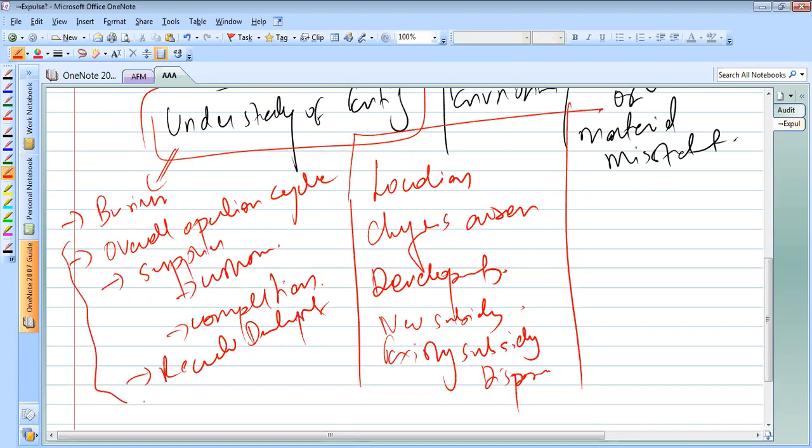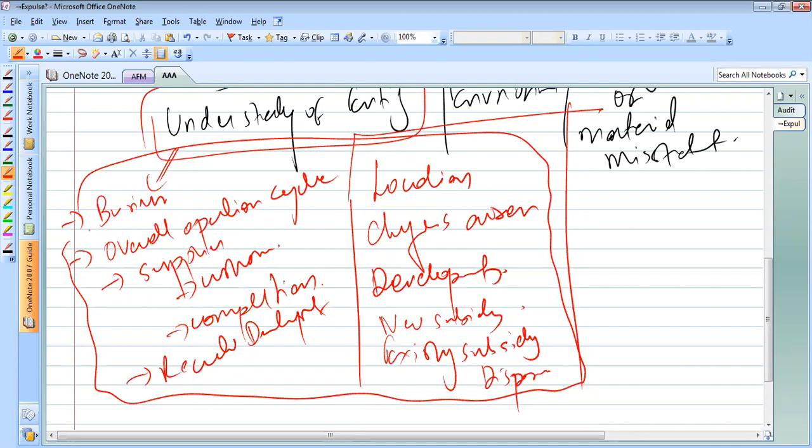So when we talk about understanding of the entity and its environment, it actually means understanding the entire business of the company, understanding how its business cycle operates, who its key customers are, who its suppliers are, what the competitive environment is, getting to know the locations that the company is situated at, and getting to know the changes that have arisen with respect to the entity's business during the current year.